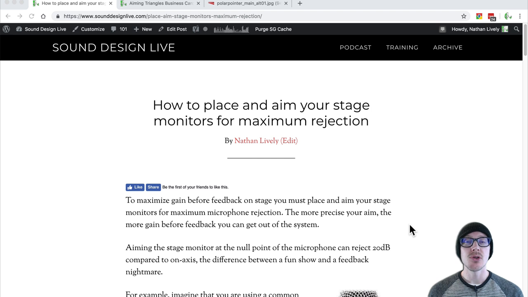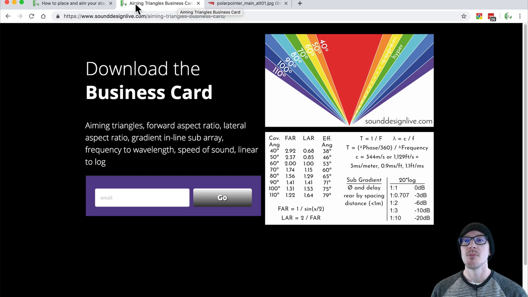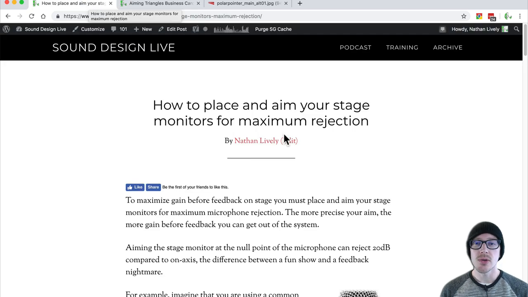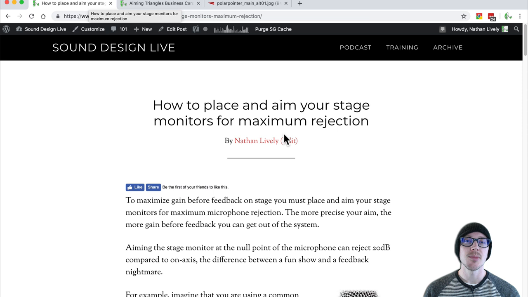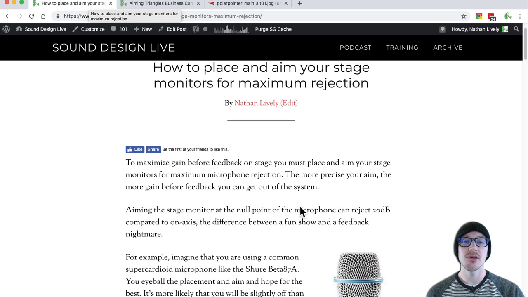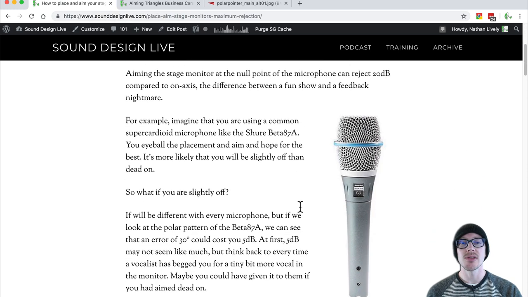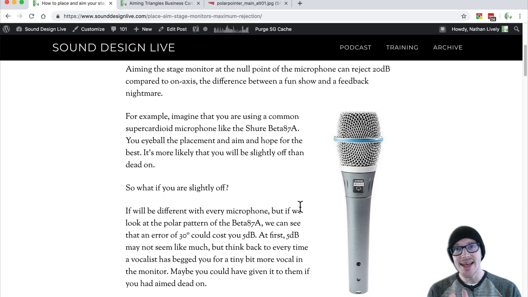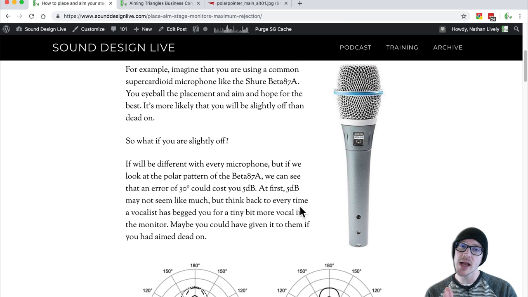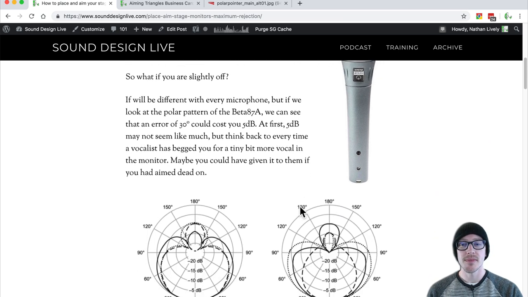All right, I just published a new article, so I thought this would be a good opportunity to show you some of the updates I've made to the Aiming Triangles business card. This article is all about placing and aiming your stage monitors for maximum gain before feedback. To get maximum gain before feedback, you need maximum rejection. And to do that, you need to place and aim your stage monitors well so that they're aimed right into the null point of that microphone.